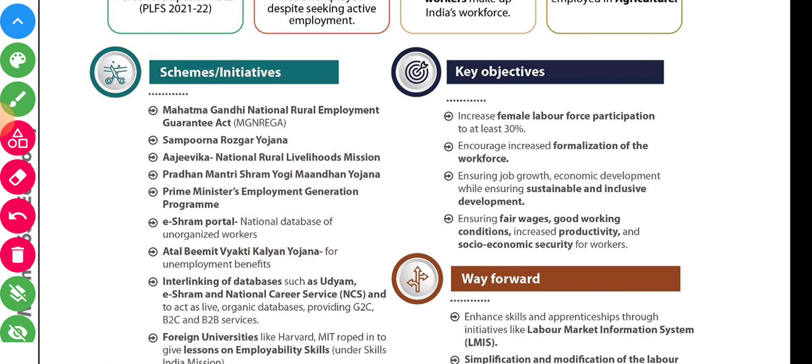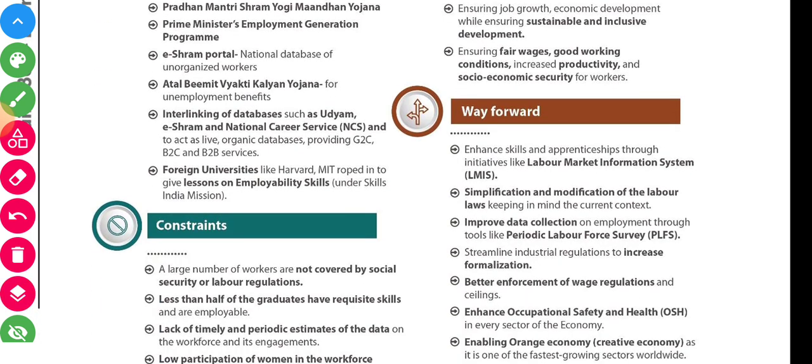interlinking of databases such as Udyam, E-Shram, National Career Service, and to act as live organic databases providing government to citizen, business to citizen and business to business services. And foreign universities like Harvard, MIT roped in to give lessons on employability skills under Skill India mission.